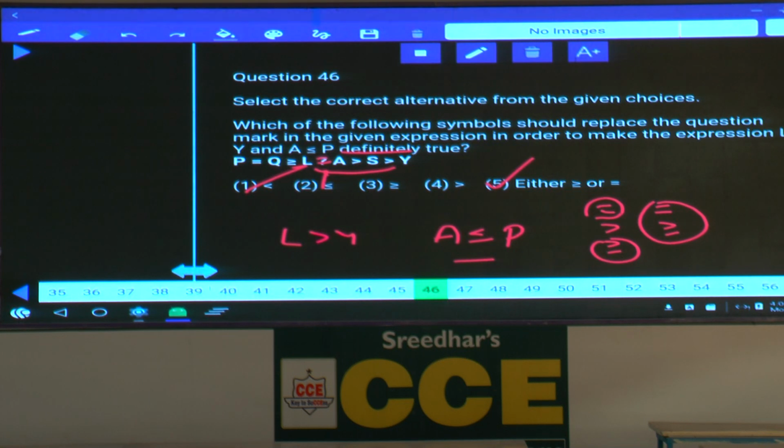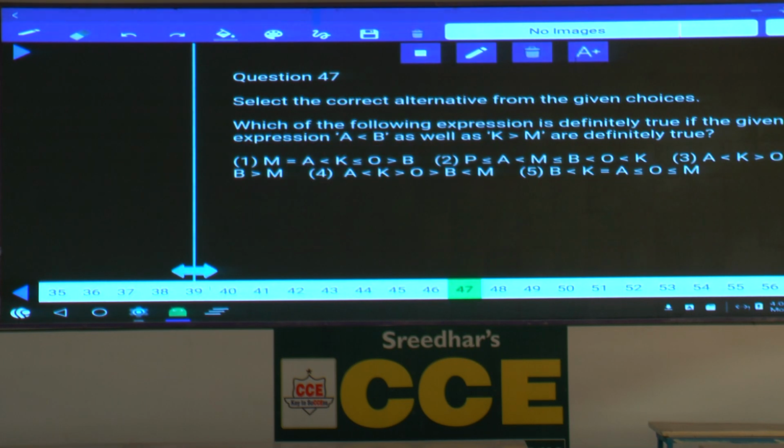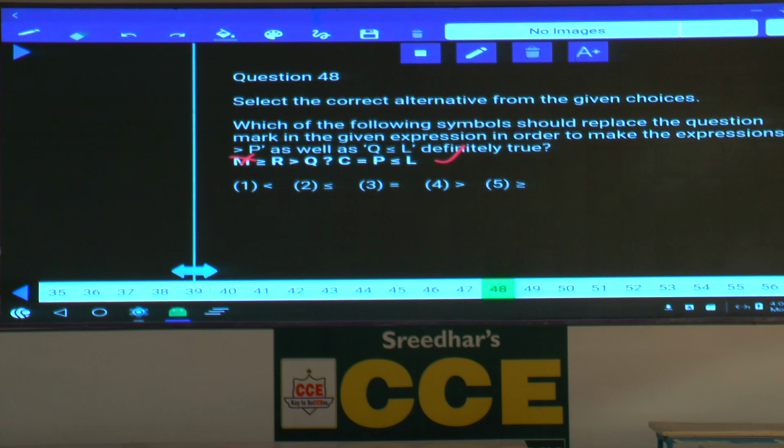Then question number 47. Now, in this 47, tell me A lesser than B, true or false? Definitely true. The given expression is definitely true. A lesser than B, in this one it is false. Now, in the second one, A lesser than B is true and K greater than M. M lesser than K, K greater than M is also true. Then what is your answer? Only 2 follows. 47.